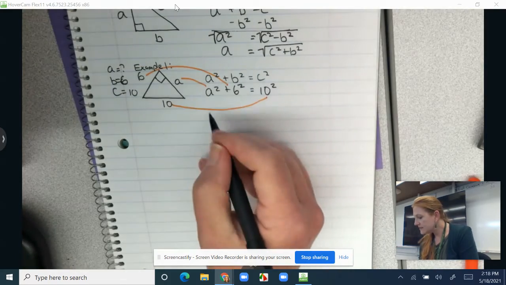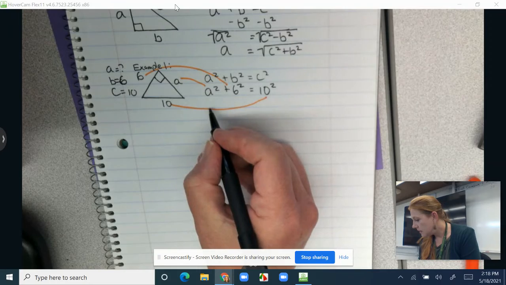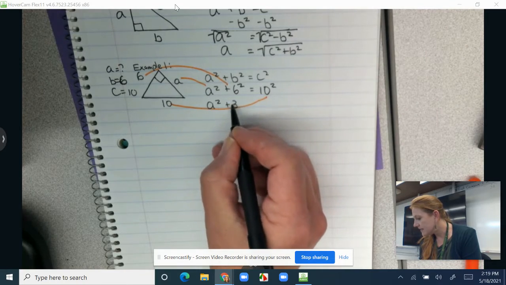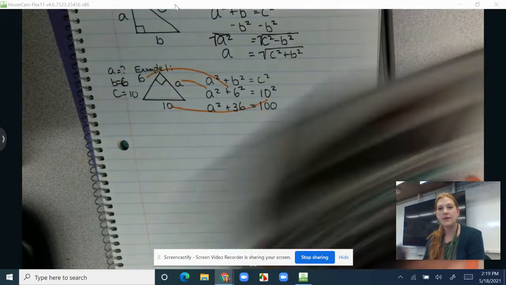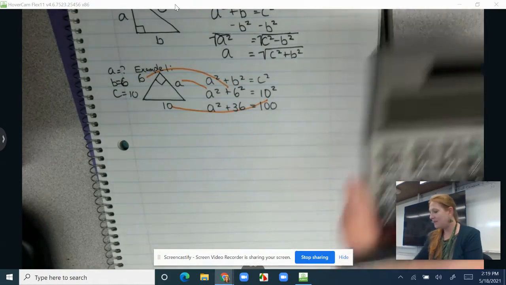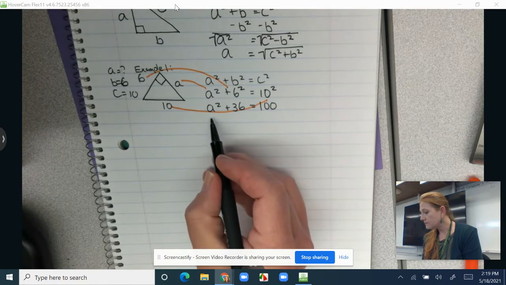So let's rewrite this with doing the work. A squared plus 36 equals 100. If you didn't know that, you can always pull out your handy-dandy calculator, and that will help you. Or use your chart that you made for us.